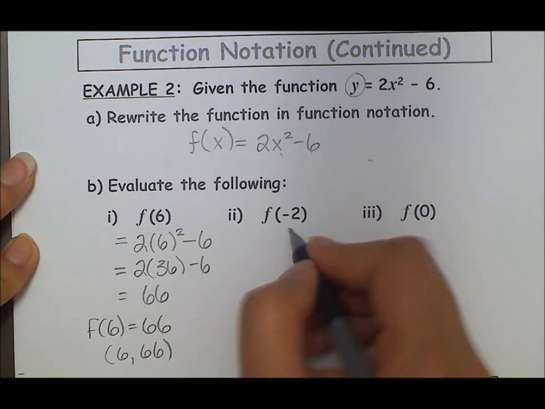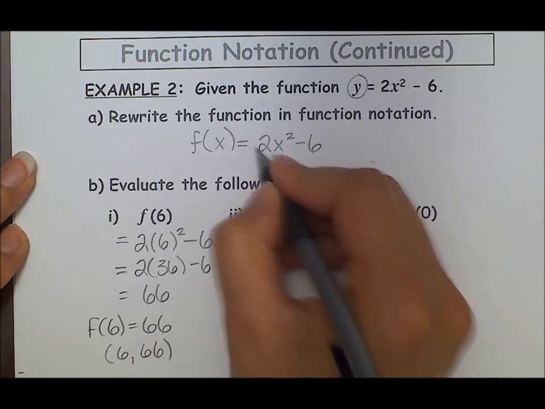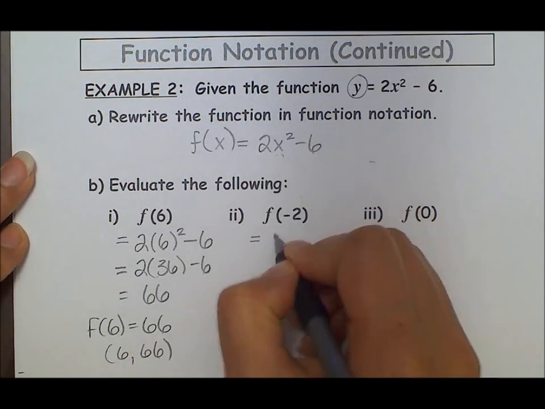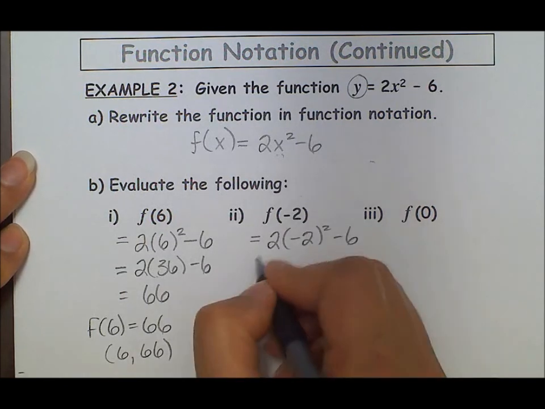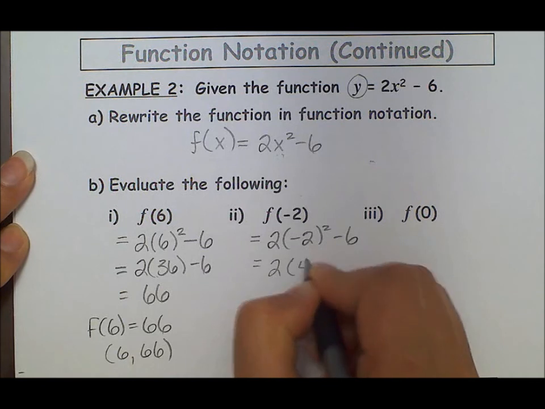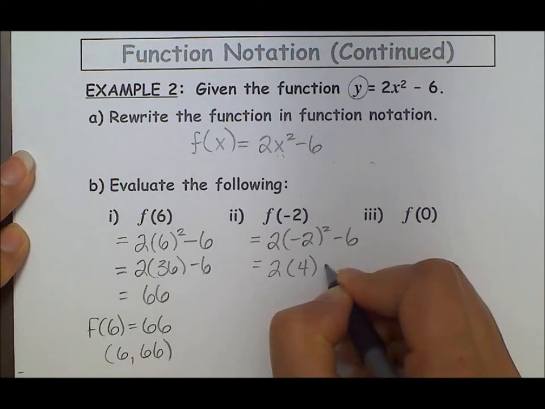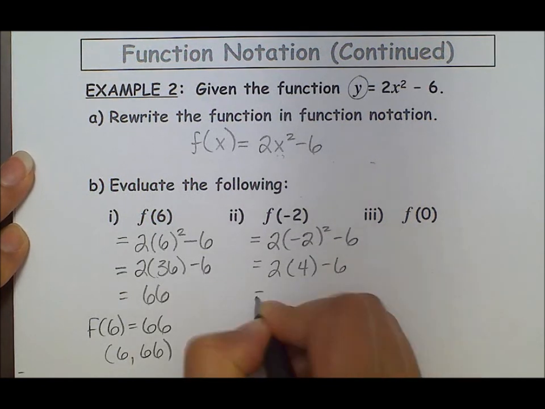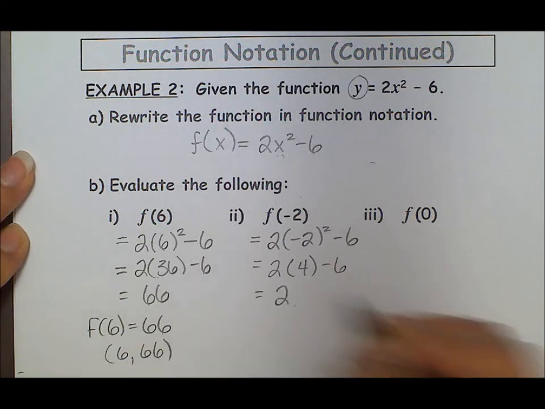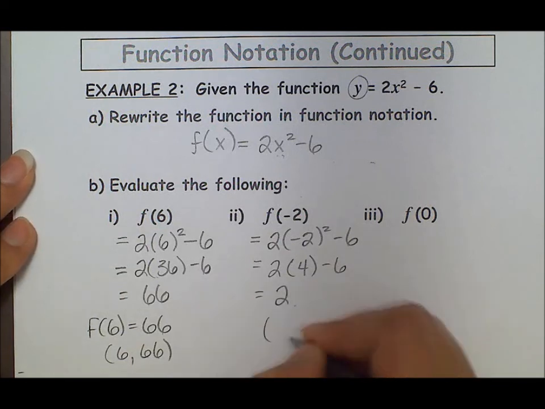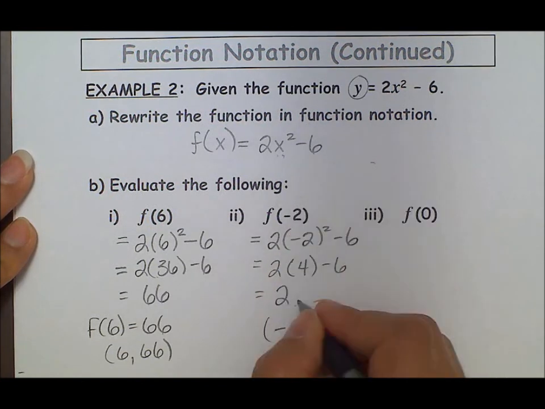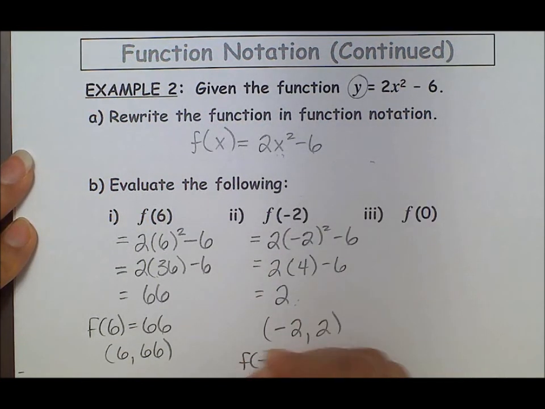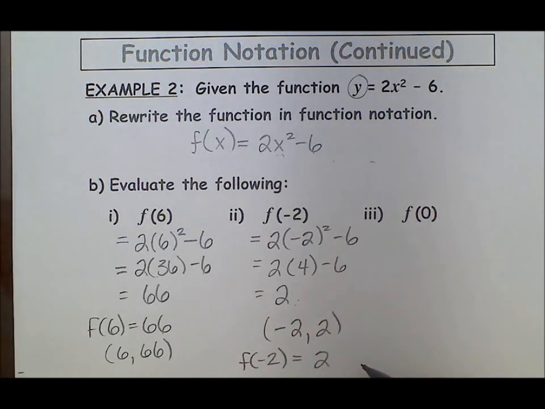Okay, let's take a look at the next one. Same idea, we're going to replace x with negative 2. So that's 2 times negative 2 squared minus 6. And again, using your order of operations, negative 2 squared is 4. And then you get 8 minus 6, which is equal to 2. So what that tells me is that there is a point at negative 2 and 2. That's the x-coordinate. There's the y-coordinate. And we know that since f of negative 2 is equal to 2, those are the x and y coordinates.